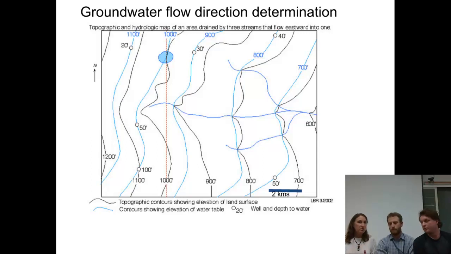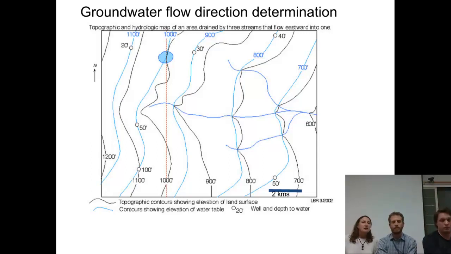So you can think about putting your arrows on there showing the flow direction, but you could also think about how you might calculate the hydraulic gradient here. You've got a scale in the bottom right corner, and you have the elevation, so you could measure the distance, and you could divide the change in elevation by that distance.